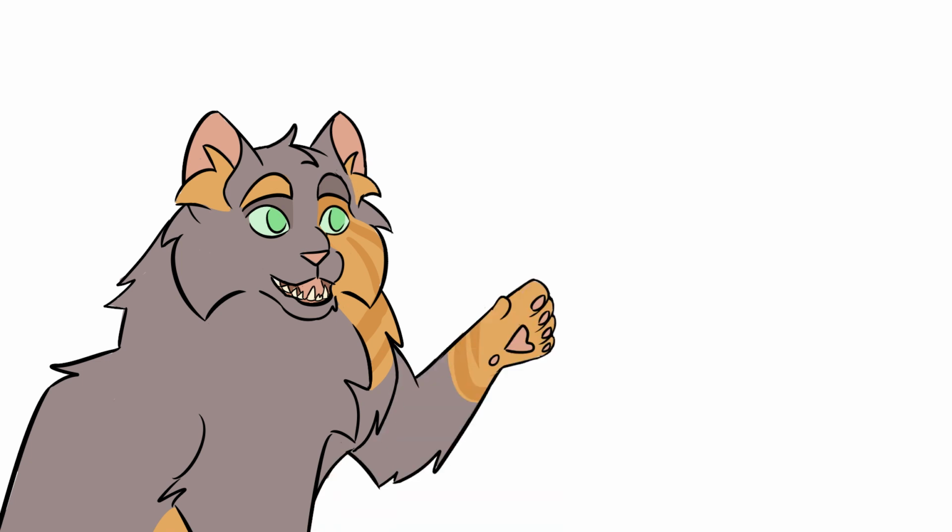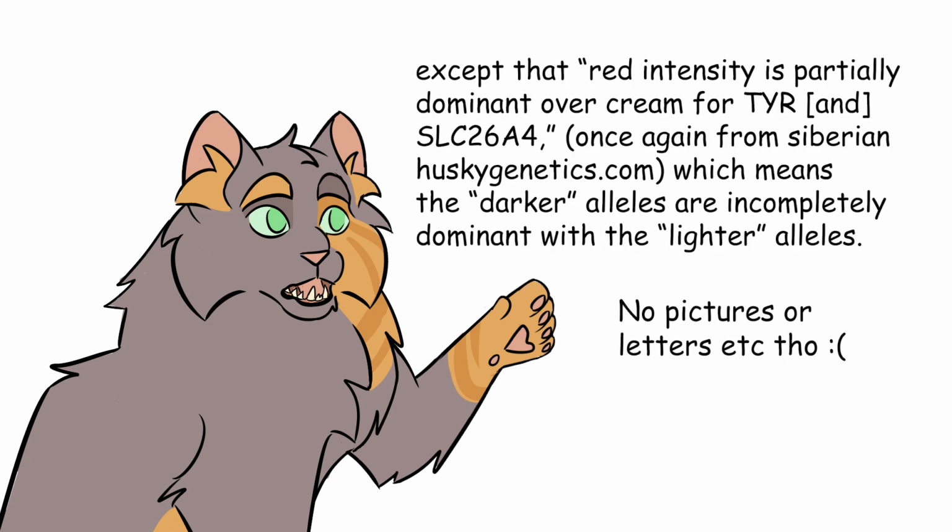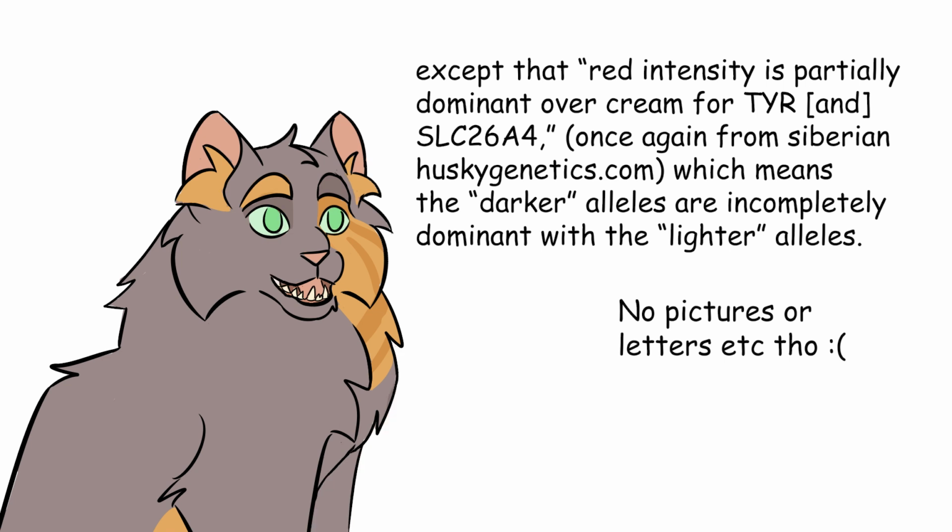The other 3 of the big 5 red-affecting loci are TYR, SLC26A4, and, quote, a lncRNA that may be regulating the RUNX gene. I was unable to find more information on these individually. If you have any, please send it to me. I'd love to follow up with more info here.